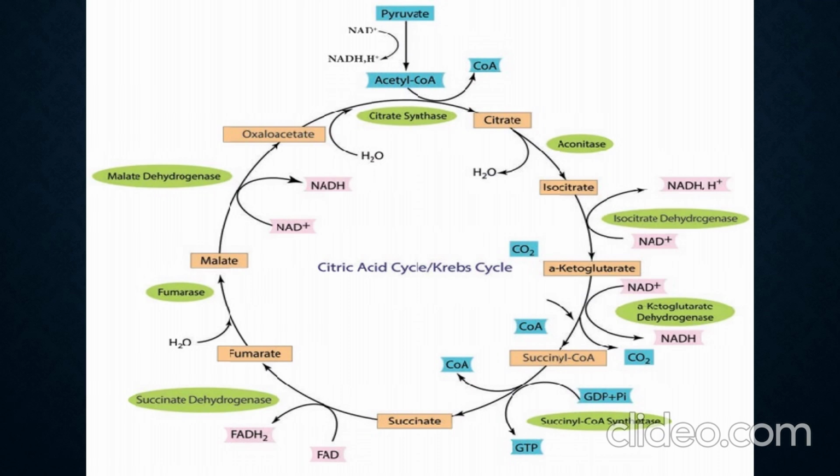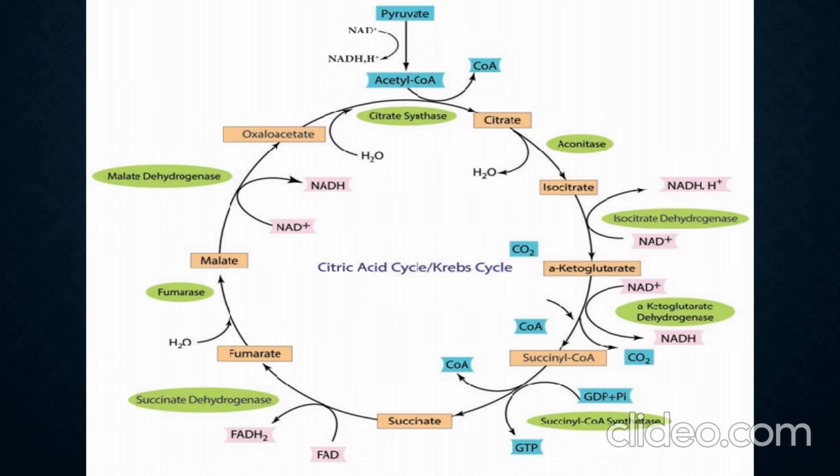Third step is formation of alpha ketoglutarate. This reaction is a two-step process, both catalyzed by the same enzyme, isocitrate dehydrogenase. In the first part of the reaction, isocitrate is dehydrogenated to form oxalosuccinate. It is an unstable compound which undergoes spontaneous decarboxylation to form alpha ketoglutarate. And the NADH is generated in this step, later oxidized in the electron transport chain to generate ATPs.